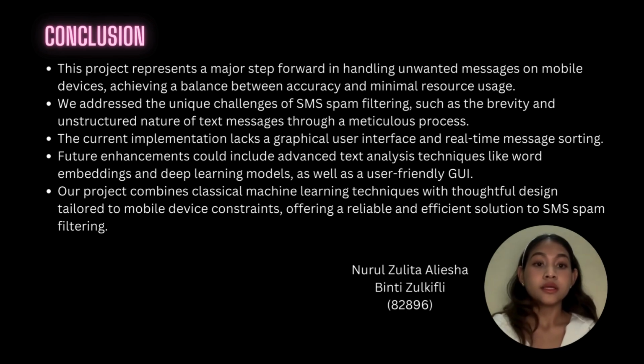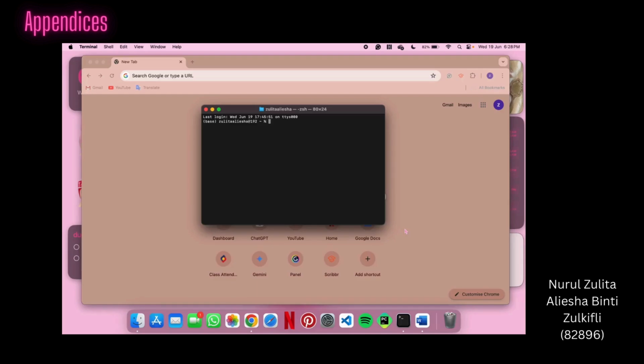However, there are areas for improvement. The current implementation lacks a graphical user interface and real-time message sorting. Future enhancements could include advanced text analysis techniques like word embeddings and deep learning models, as well as a user-friendly GUI for better interaction and real-time processing capabilities. In conclusion, our project combines classical machine learning techniques with thoughtful design tailored to mobile device constraints, offering a reliable and efficient solution to SMS spam filtering.